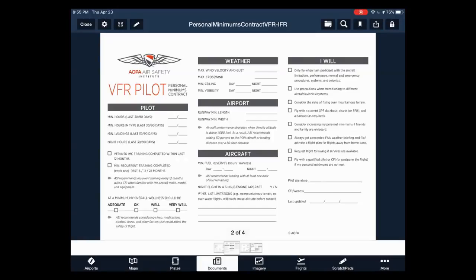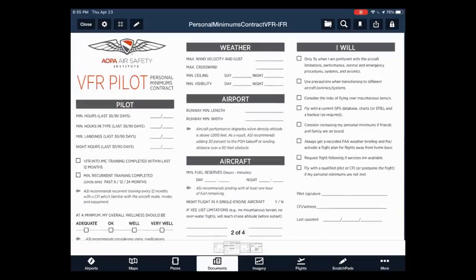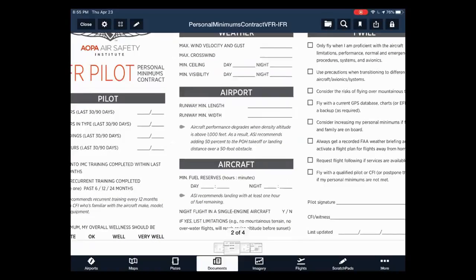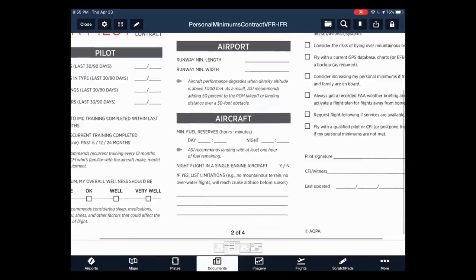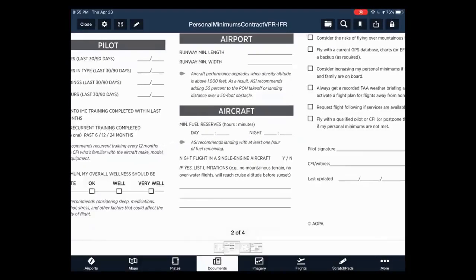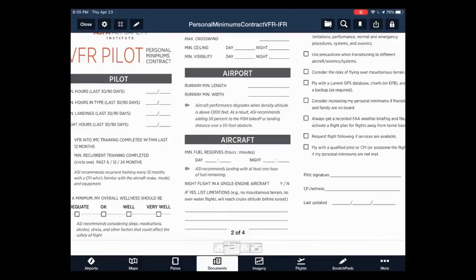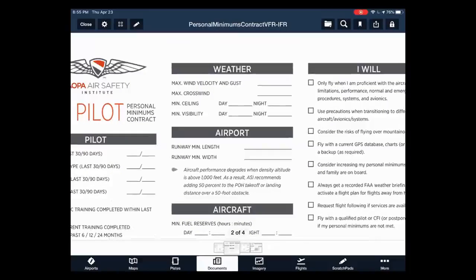For the airport, minimum runway length, minimum runway width. Aircraft, of course, what kind of fuel reserves are you going to accept? If it's a night flight, will you accept it in a single engine airplane or not? And then of course, if you are going to fly at night, what additional limitations will you establish for yourself? Will you fly at night in mountainous terrain or over open water, or in rural terrain for that matter, where there's not a whole lot of lighting on the ground, things of that nature. Weather-wise, you could go well beyond this, but at a minimum, maximum wind velocity and gust, crosswind, minimum ceiling, minimum visibility.